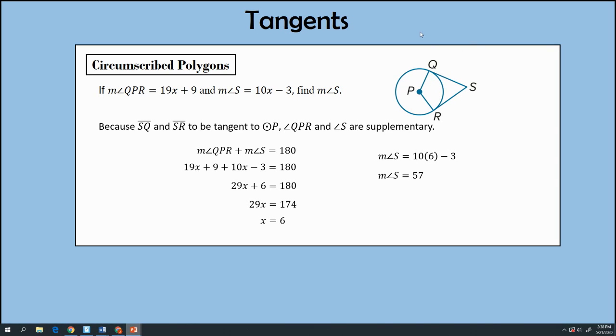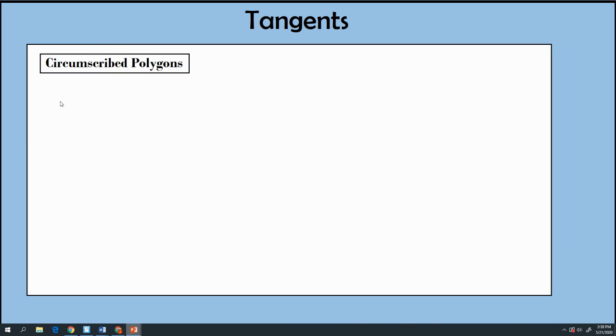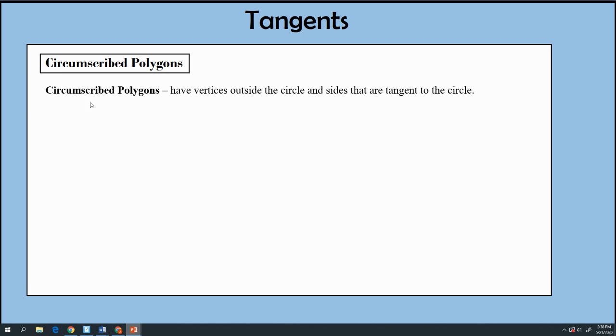All right, so that's applying a concept of a circumscribed angle. Now let's look at circumscribed polygons, not just angles, but polygons. A circumscribed polygon is a polygon that has vertices that are outside of the circle and its sides are tangent to the circle. So the vertices have to be on the outside of the circle and the sides have to touch the circle, be tangent to the circle.